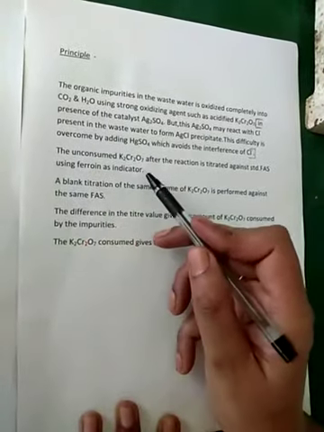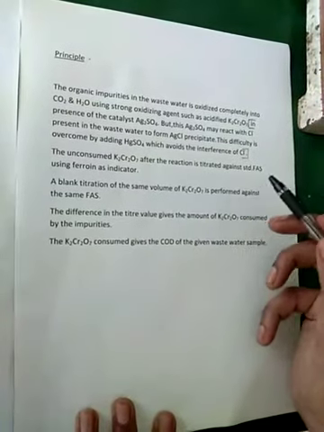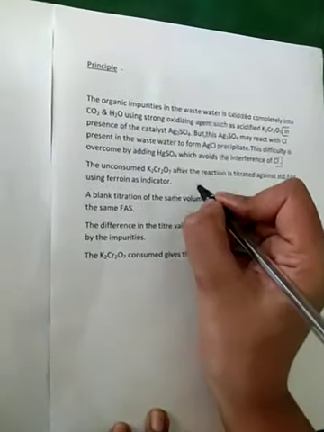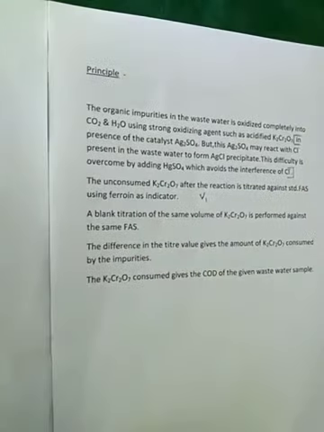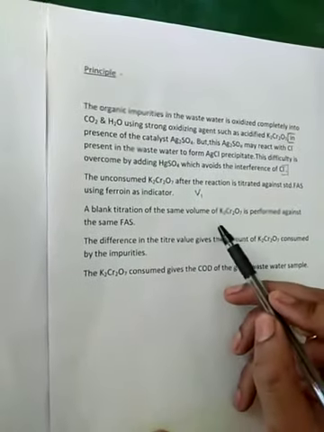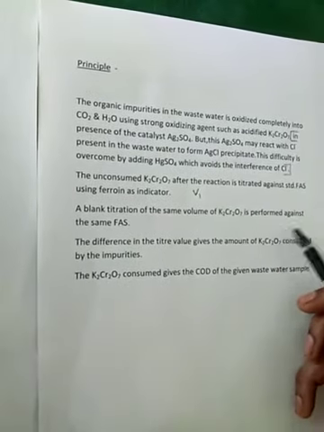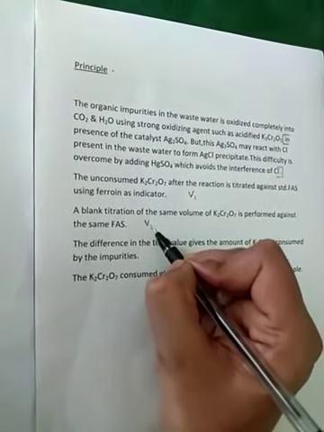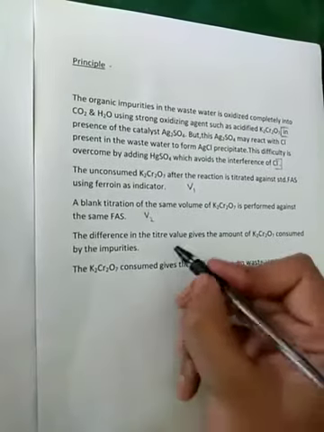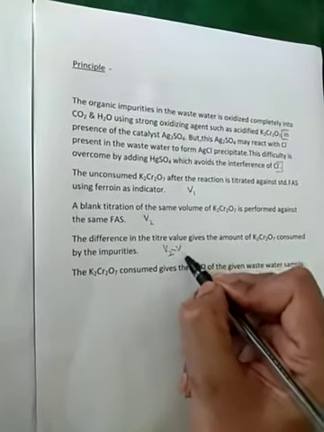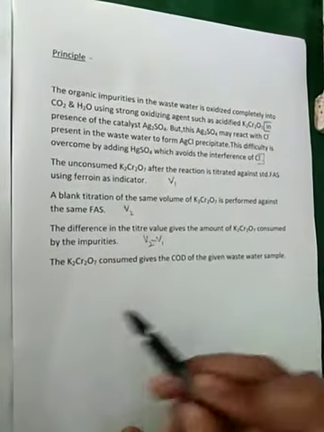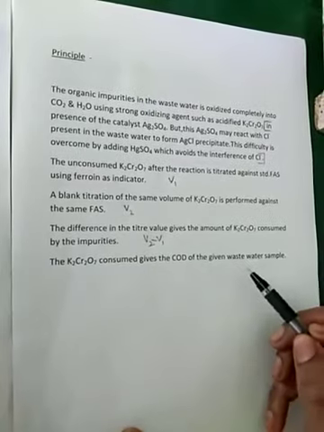The unconsumed potassium dichromate after the reaction is titrated against standard FAS using ferroin as indicator, and the reading is noted down as V1 ml. And a blank titration of the same volume of potassium dichromate is performed against the same FAS, and the reading is noted down as V2 ml. The difference in the titer value, that is V2 minus V1, gives the amount of potassium dichromate consumed by the impurities. Using that value, COD of the given wastewater sample can be calculated.